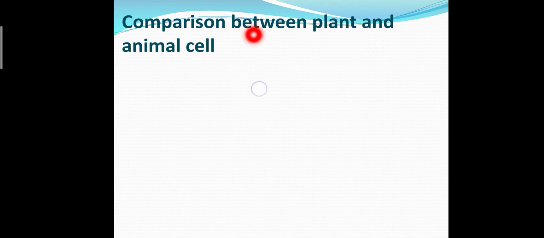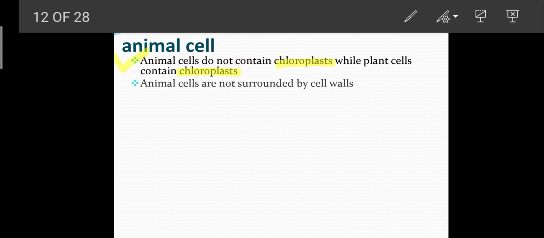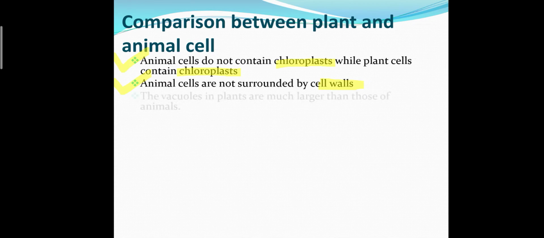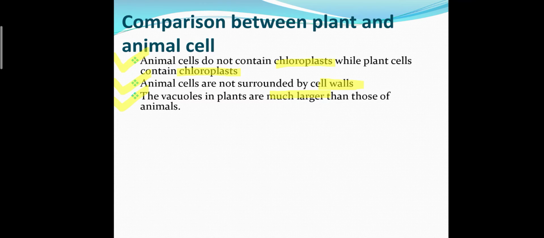Now we will compare the plant cell and animal cell. Animal cells do not contain chloroplasts while plant cells contain chloroplasts. Animal cells are not surrounded by cell walls while plant cells have cell walls. The vacuoles in plants are much larger than those of animals. So the vacuoles in animals are smaller than the vacuoles in plants.